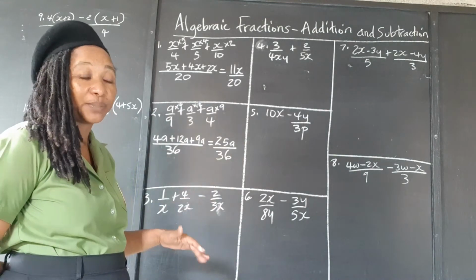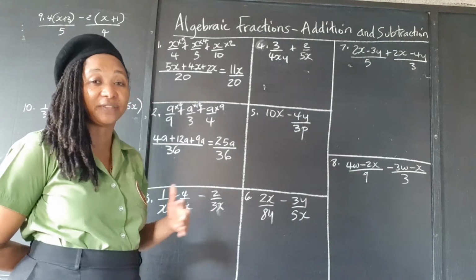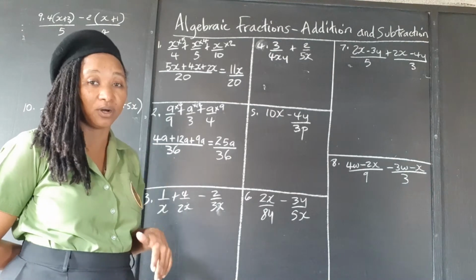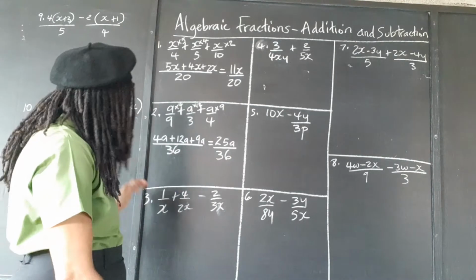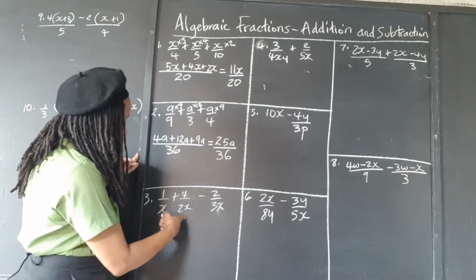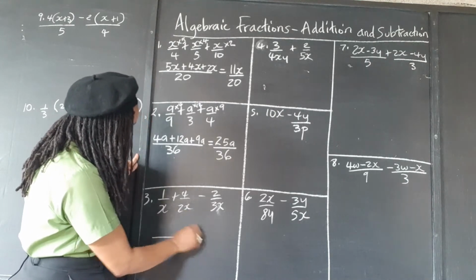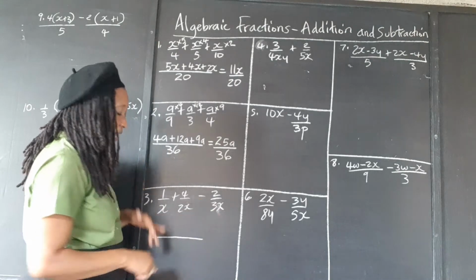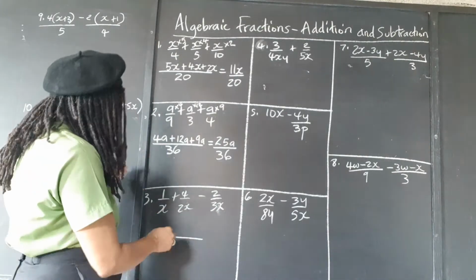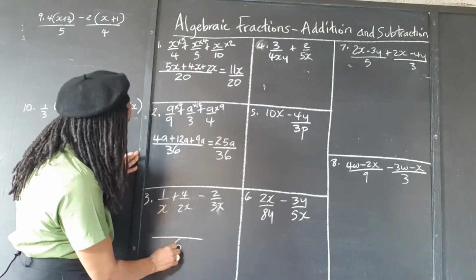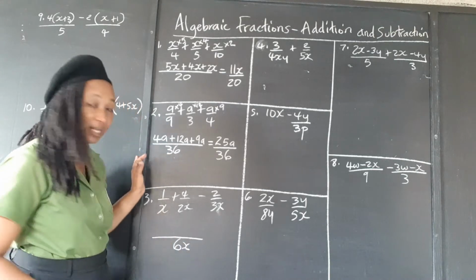Number 3, in the denominators we have variables. So the variables must be represented. Variables of the highest power must be represented. So each variable here is x. So we just need to find the LCM of 1, 2, and 3 and put it by the x. So that LCM is 6, and we have to represent the variable x.